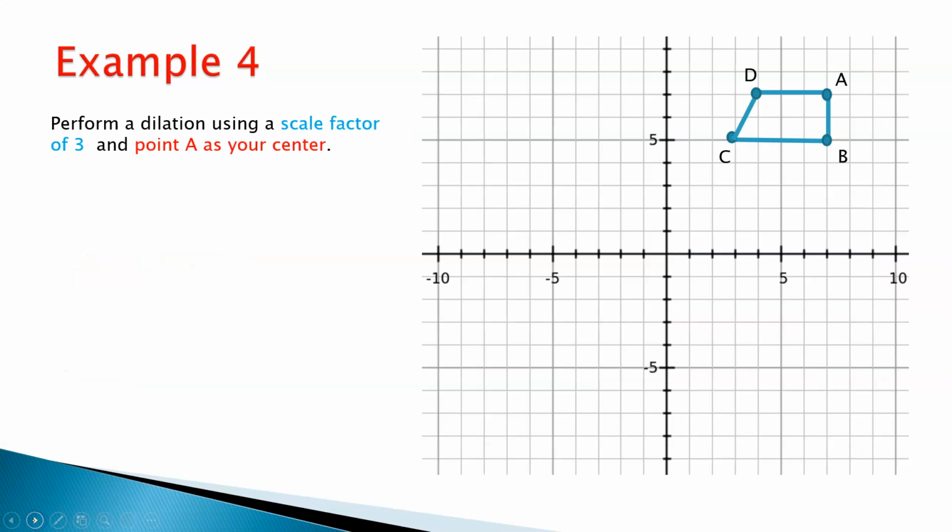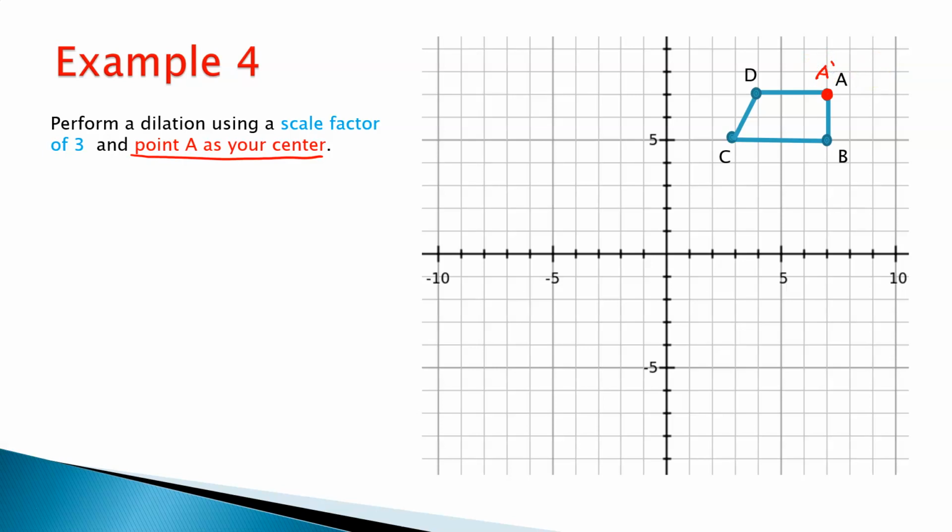All right, let's try that one more time for example form. It says, perform a dilation using a scale factor of 3 and point A as your center. So again, this time, A is my center, so I can't use the coordinates. Things are going to either move towards or away from A. Well, because your scale factor is 3, that means it's going to expand. So these distances are going to stretch out, right? They're going to expand away from A, but A is still going to be in the same spot. A will still turn into A prime, right? A slash A prime, if you want to think of it that way. It's the exact same coordinate.